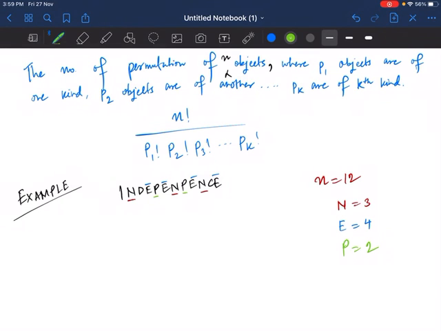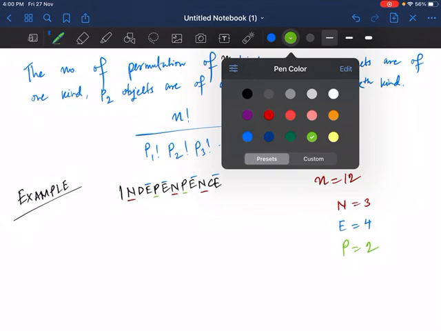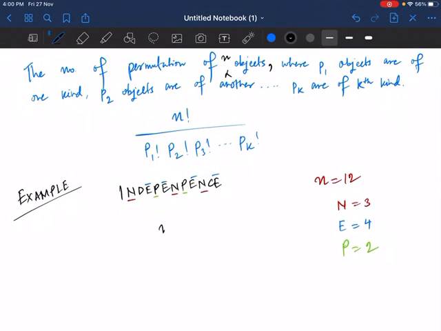Clear? So now we have to find the permutation of the letters of the word independence. The answer will be given by n factorial. Now n is 12, so I will write 12 factorial divided by, the letter n is repeated thrice, so 3 factorial. The letter E is repeated 4 times, so 4 factorial. And the letter P has been repeated twice, so 2 factorial.